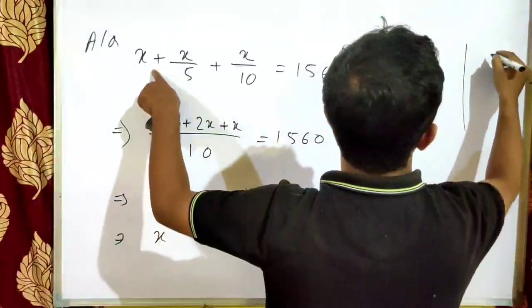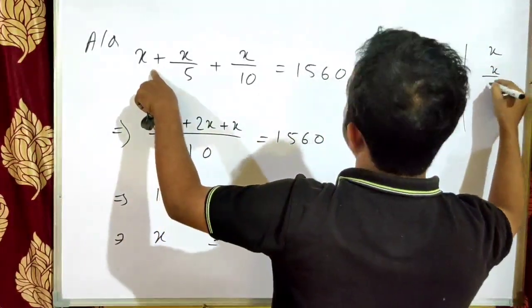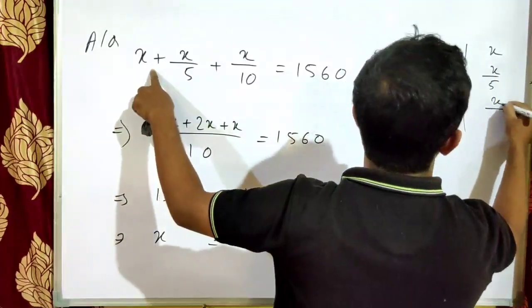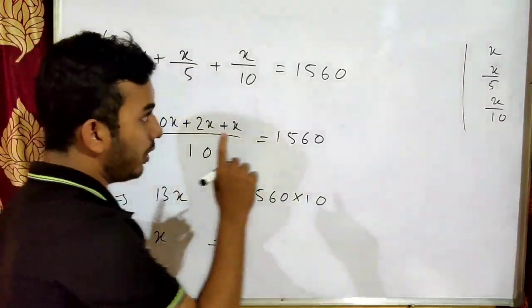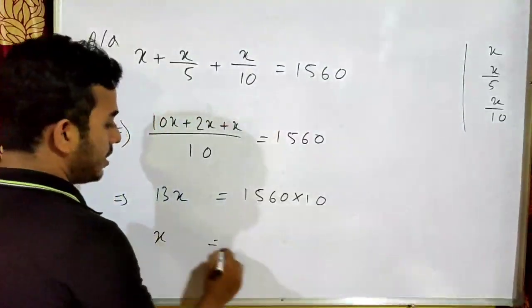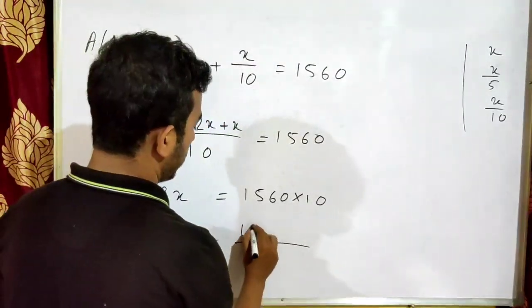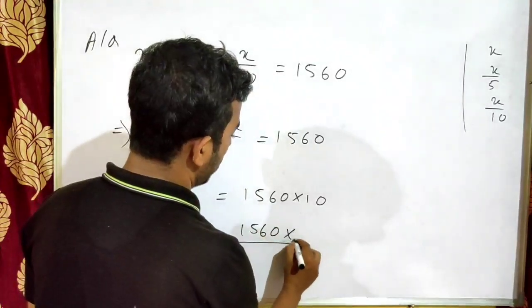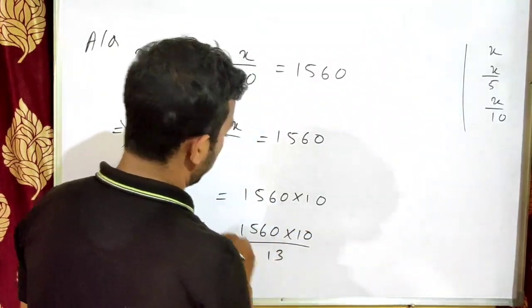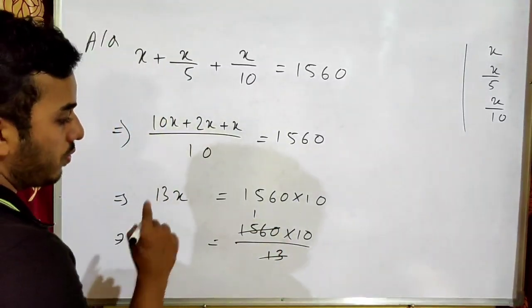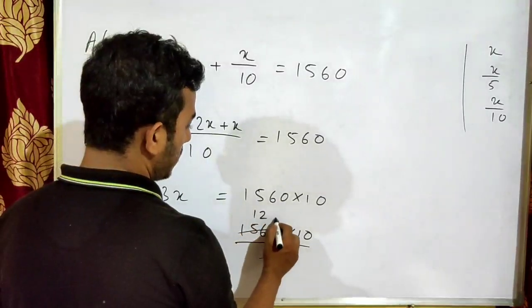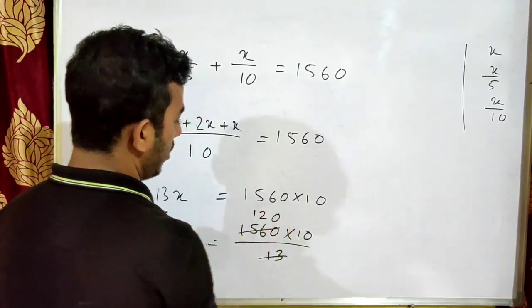Okay, 1560 into 10. You must remember this: first one was X, next was X by 5, next one was X by 10. Because when we find the value, we have to know this. Okay, so now 13 is multiplied, so when you change the side, it will be divided. So 1560 into 10 divided by 13. Now 13 into 1 is 13, left is 2, 6. 13 into 2 is 26, then 13 into 0 is 0.